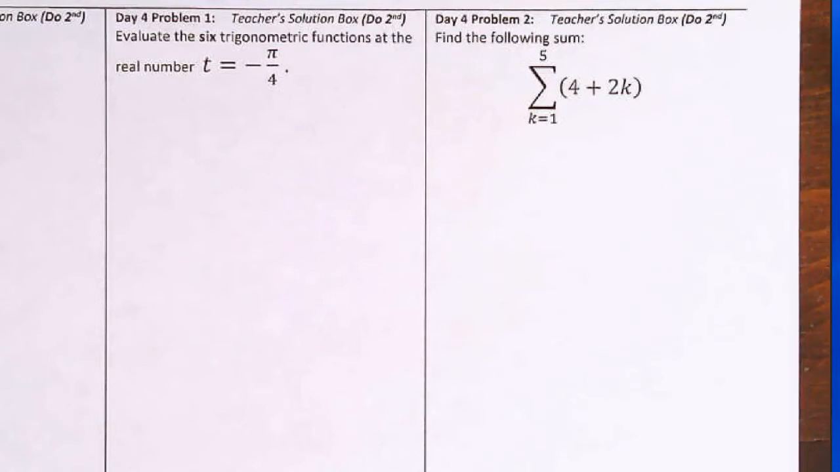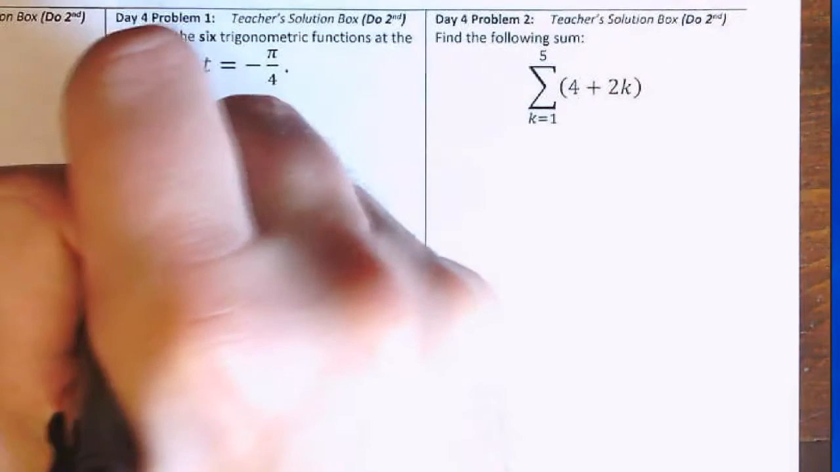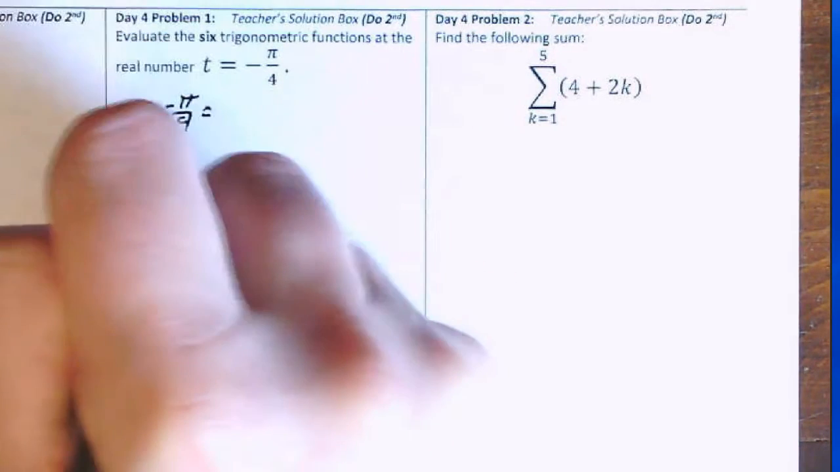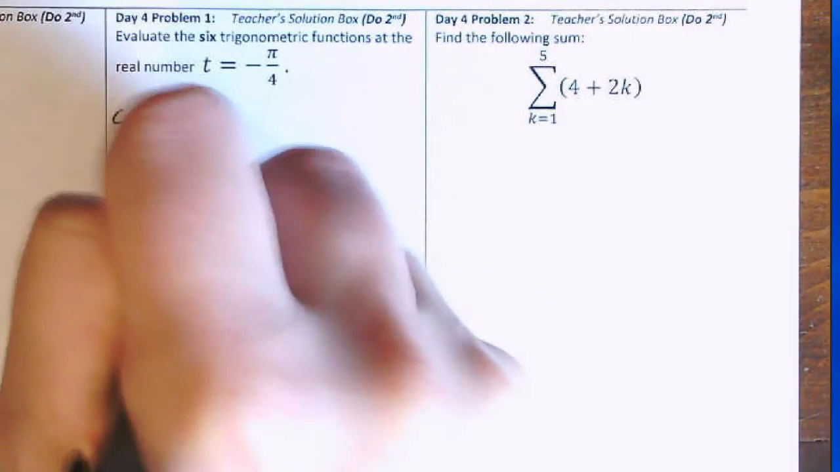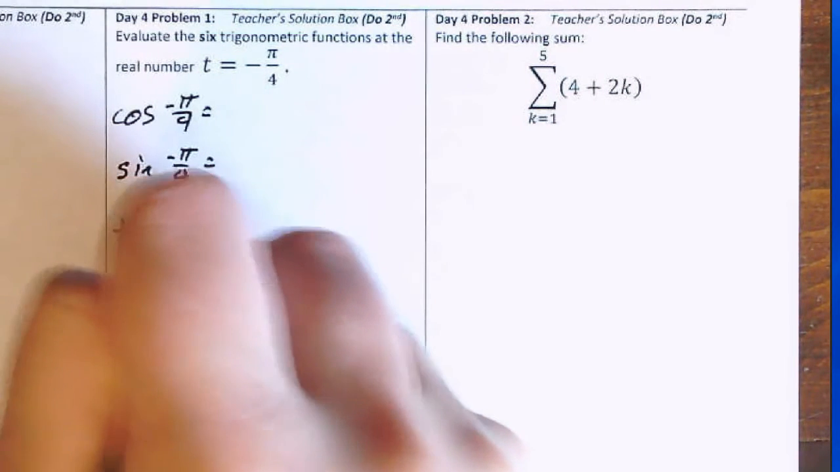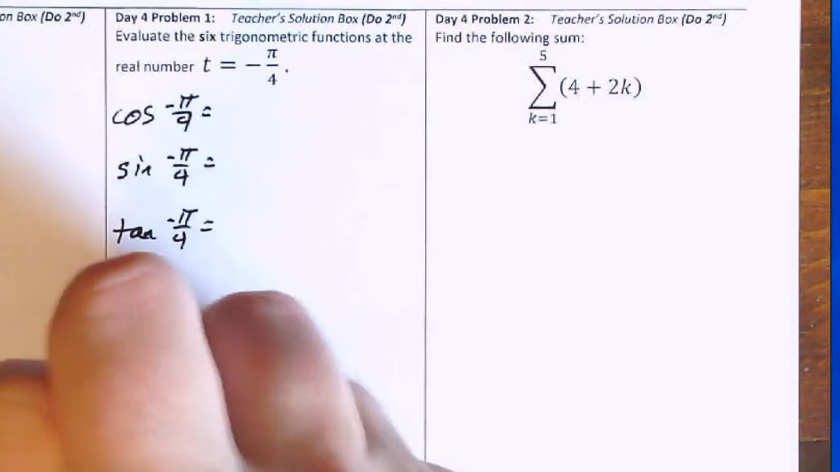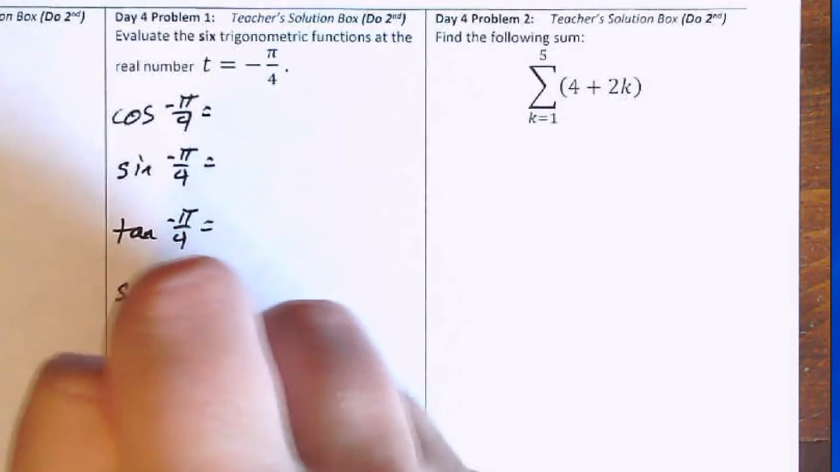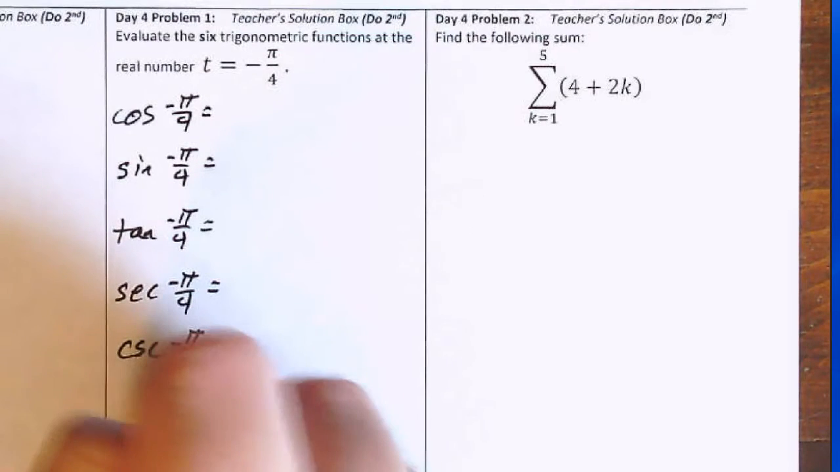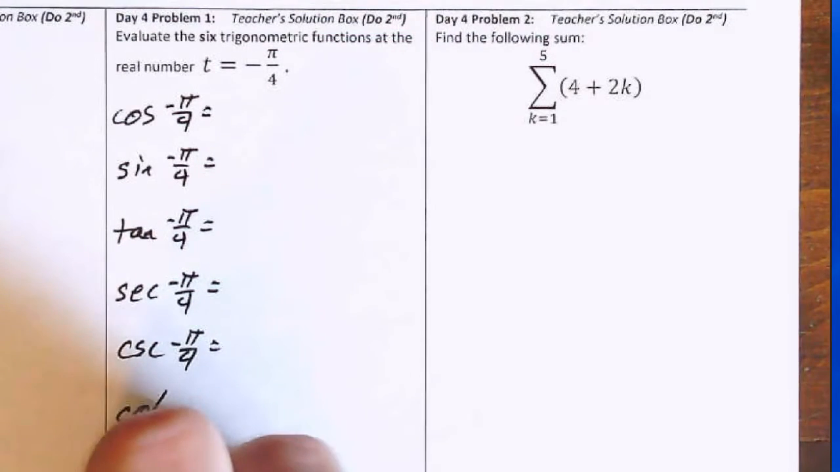Here's a solution to day 4, problem 1. Evaluate the 6 trig functions at the real number t equals negative pi over 4. So we want to find the cosine of negative pi over 4, the sine of negative pi over 4, the tangent of negative pi over 4, secant of negative pi over 4, cosecant, and cotangent.